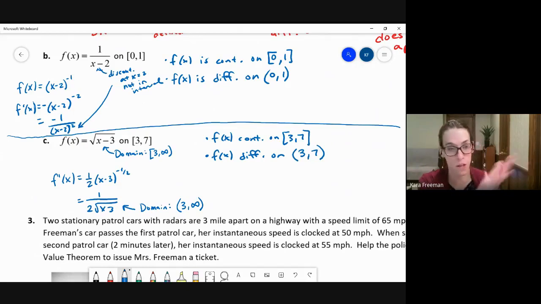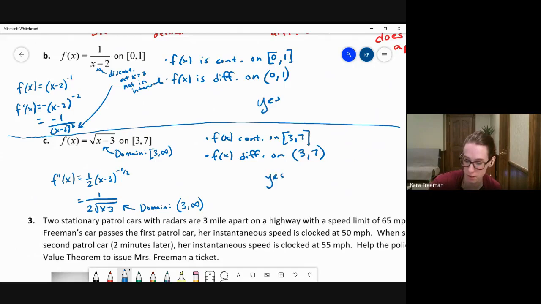Any questions on that? So that one was tricky. So yes, the mean value theorem will apply. So I forgot to do that. Yes and yes. Mean value theorem would apply to both of those.